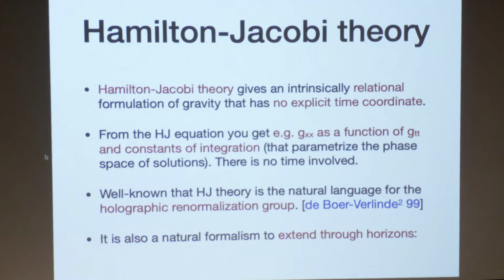In gravity, for example, that means that it will give you the g_xx coordinate as a function of g_tt. They're both functions of r, the radial coordinate, in Schwarzschild, but you can also just think of them relationally. If I know g_tt, what's g_xx? There's no time involved, or any other coordinates for that matter. And then also, of course, some constants of integration that, as we'll see, parameterize the phase space. It's well known that Hamilton-Jacobi theory is the natural language for the holographic renormalization group. For example, this very early paper, a nice paper by our Dutch friends.